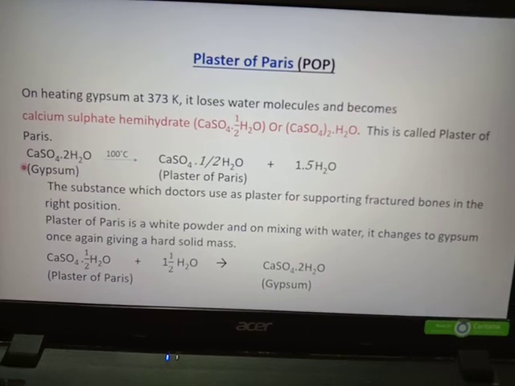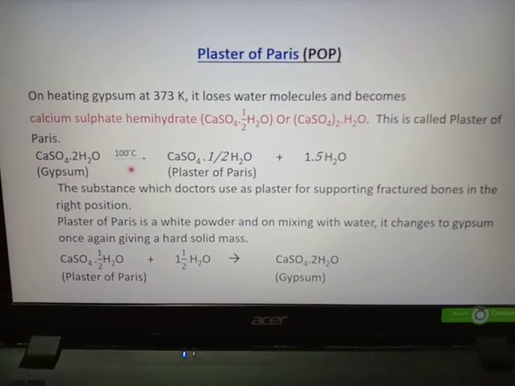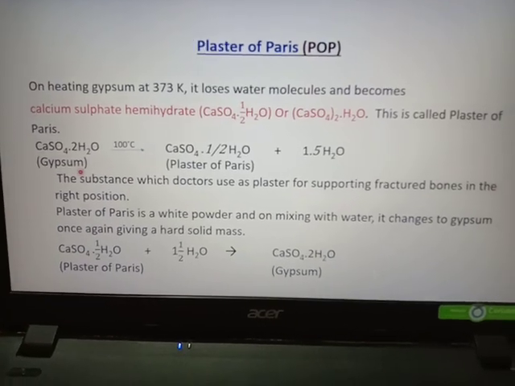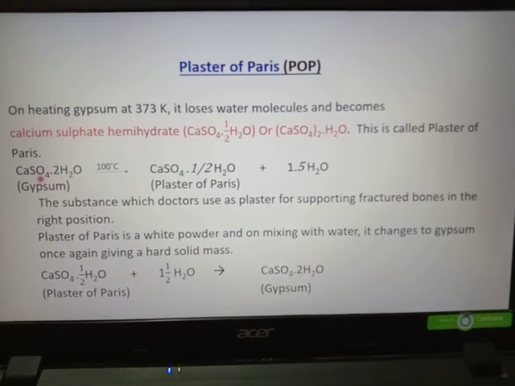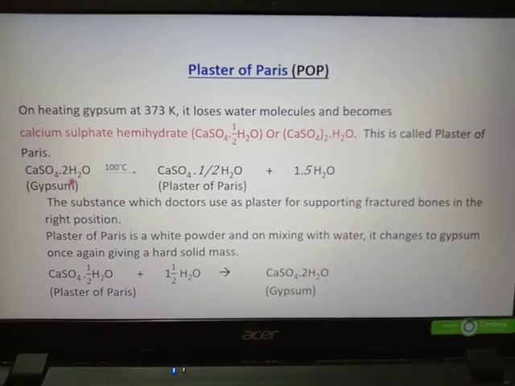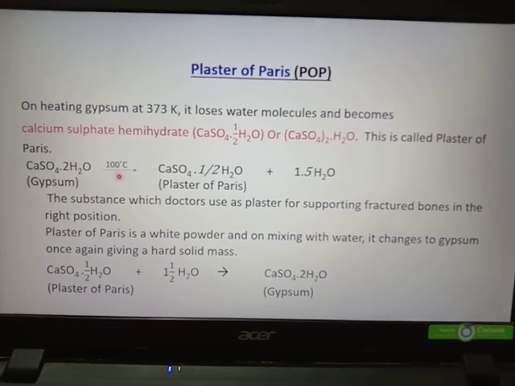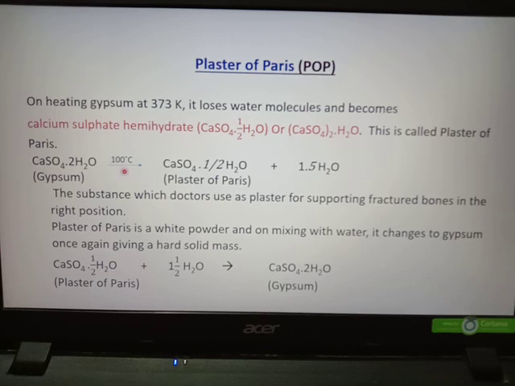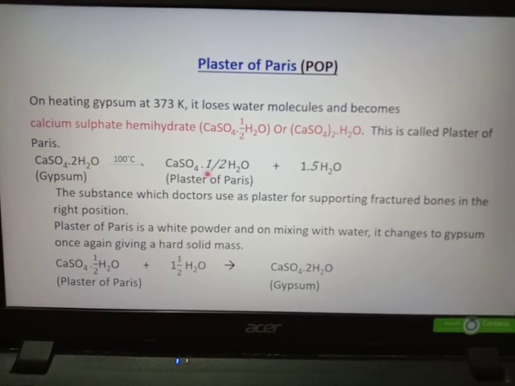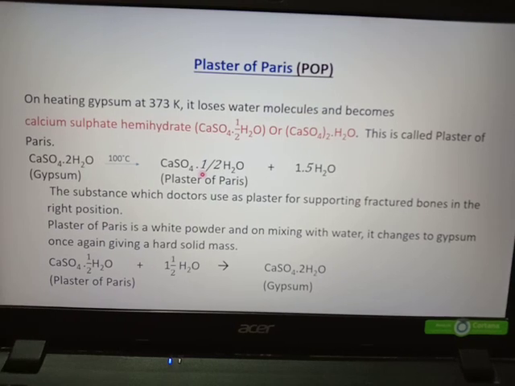Now preparation of POP. POP is formed by heating gypsum at 100 degrees Celsius. Gypsum, its molecular formula is CaSO4.2H2O. When it is heated at 100 degrees Celsius, 1.5 molecules of water will be eliminated and POP will be obtained.